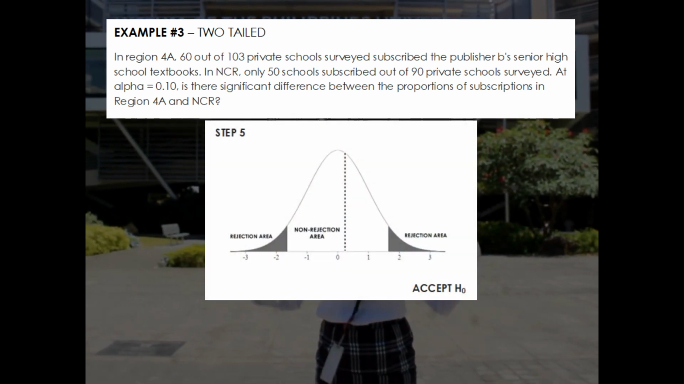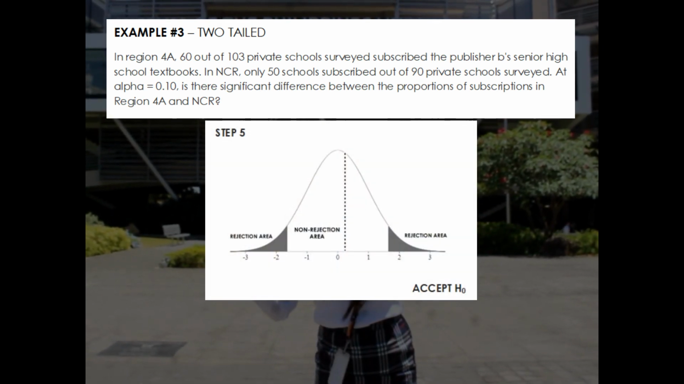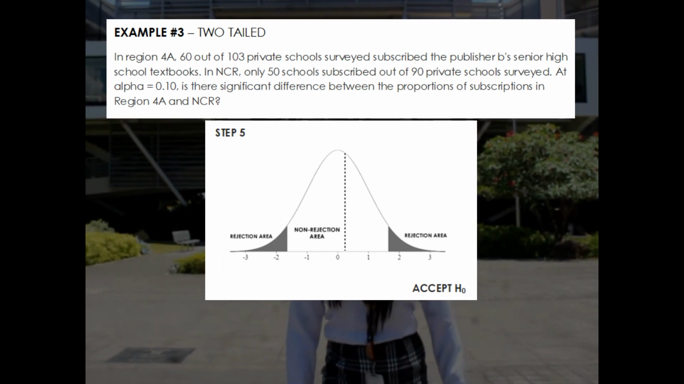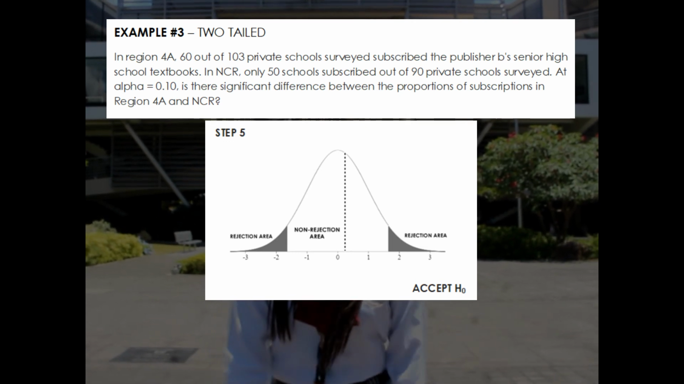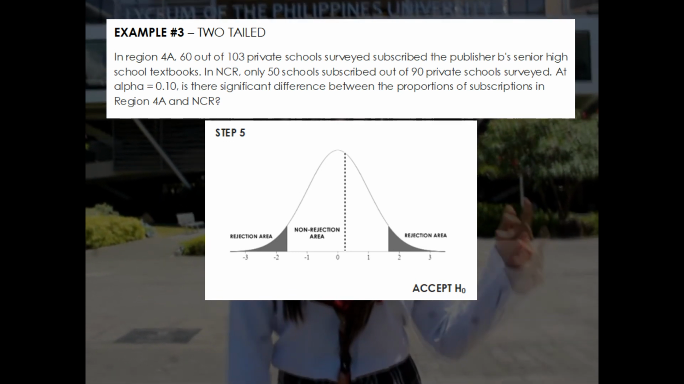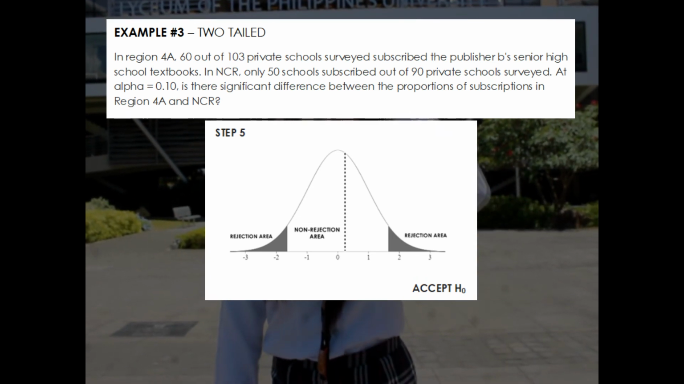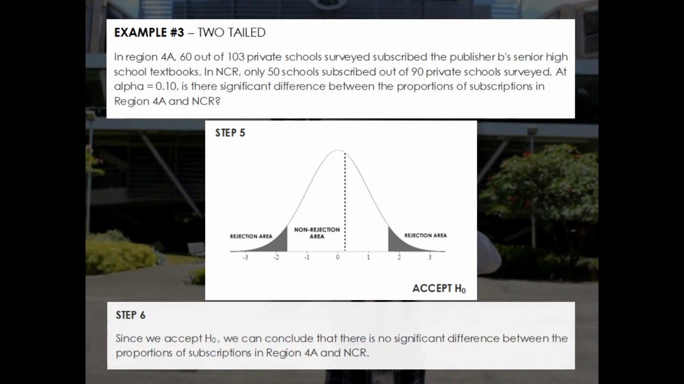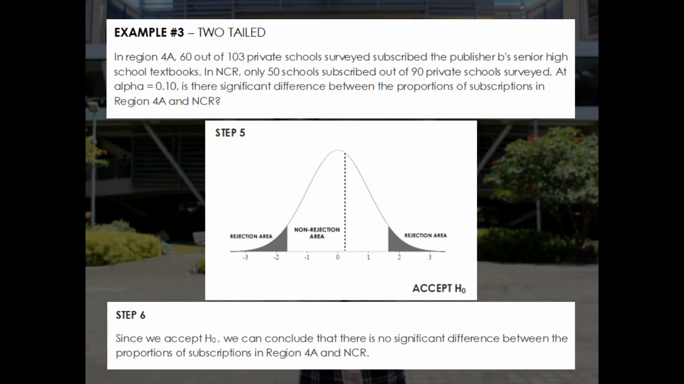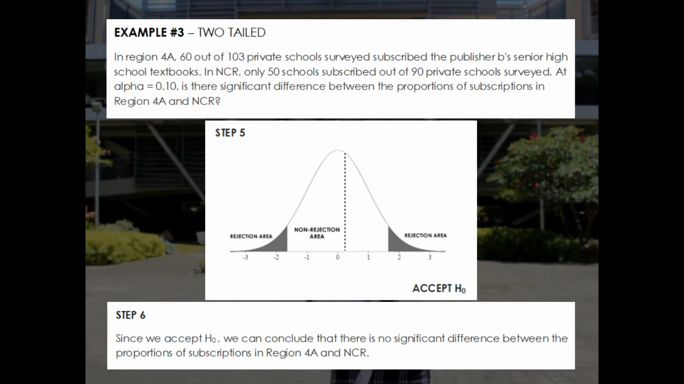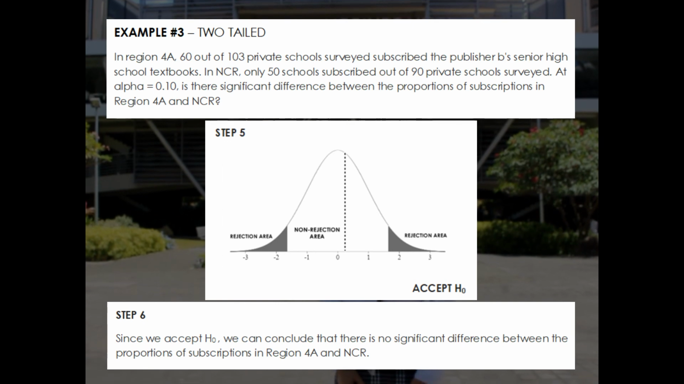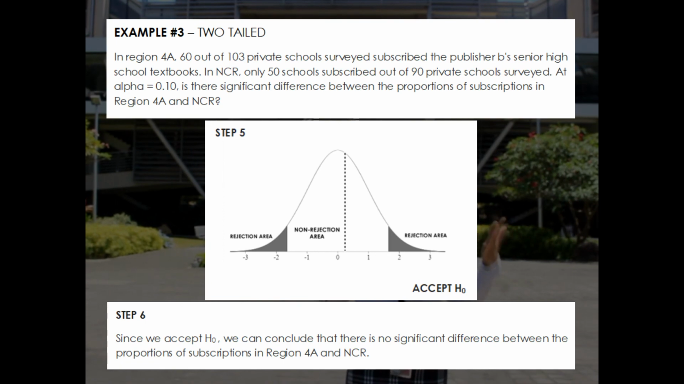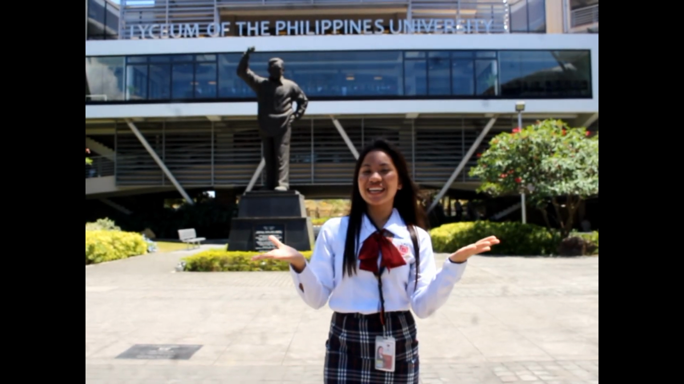Step number 5, the normal distribution. Since we use two-tailed, we can see that both sides of the normal curve are shaded at positive and negative 1.645. But 0.28, our z-score, landed within the non-rejection area for H0, so we must accept H0. Step number 6, the conclusion. Since we accept H0, we can conclude that there is no significant difference between the proportions of subscriptions in Region 4A and NCR. This is the last of our tutorial lesson.